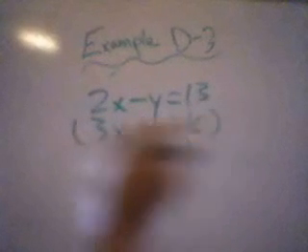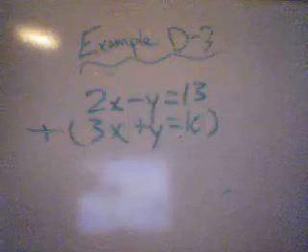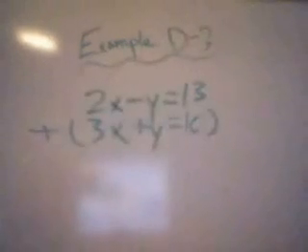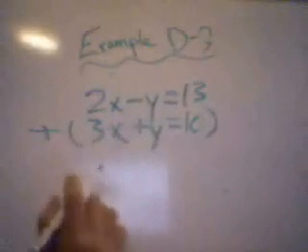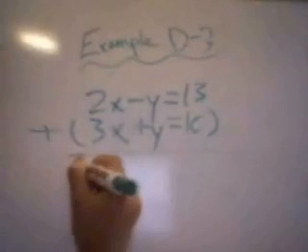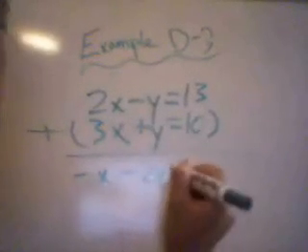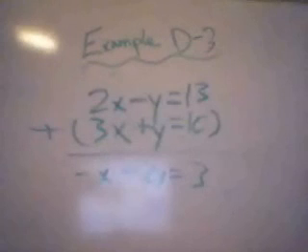Now, let's add. Why would you add? Because we can cancel one of the variables out, so we'd only have one variable to solve. Why not subtract? Because if we had subtracted, we would end up with negative x minus 2y equals 3. Our main goal was to cancel one of them out, so none of them will cancel. Yes, that is why I'm adding them.